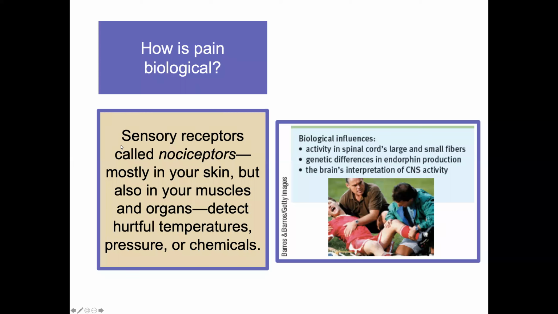So how is pain biological? Sensory receptors called nociceptors, mostly in your skin but also in muscles and organs, detect hurtful temperatures, pressure, or chemicals.